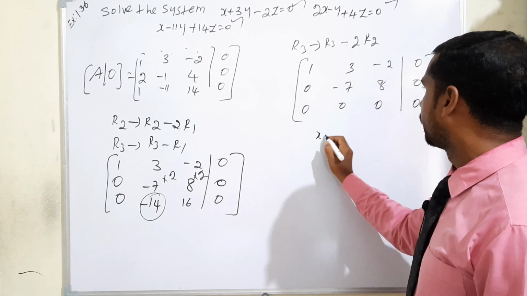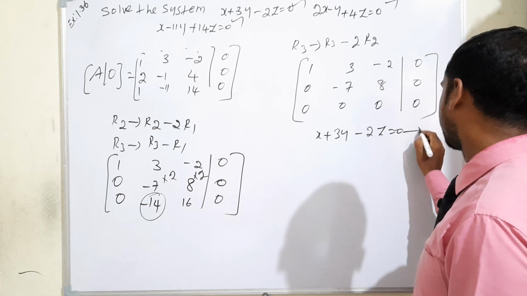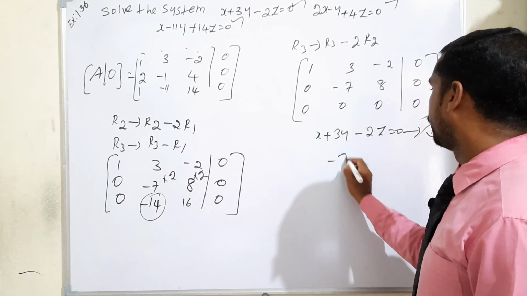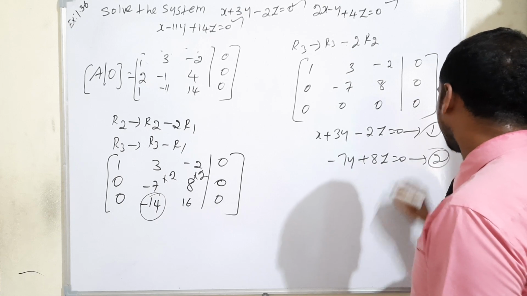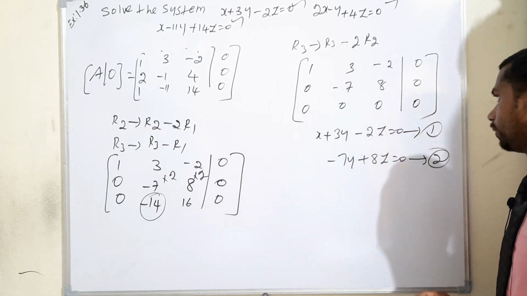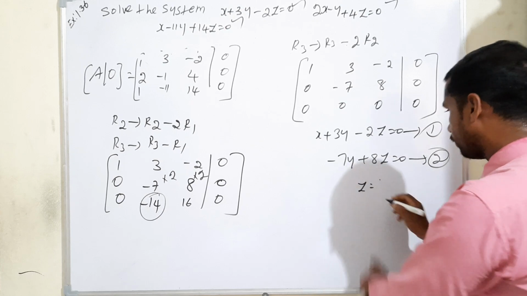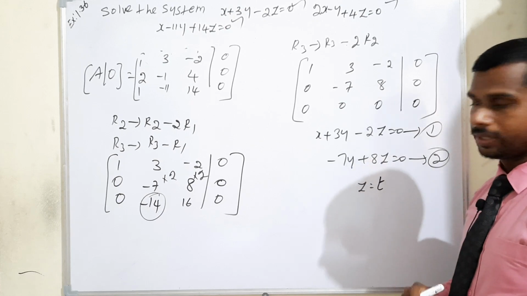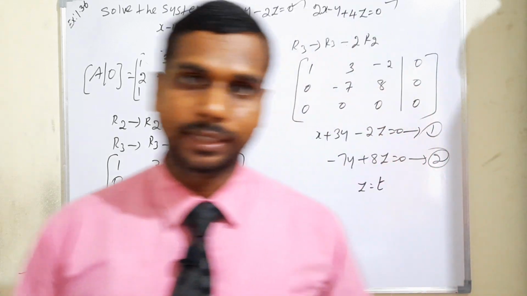Echelon form means the first condition x plus 3y minus 2z is equal to 0. This is considered for equation number 1. Second equation, minus 7y plus 8z is equal to 0. Consider this for equation number 2. The last equation, 0 equal to 0. 0 equal to 0 means consider z as any one value, z is equal to t. Z is equal to t means definitely we have to apply the back substitution method.